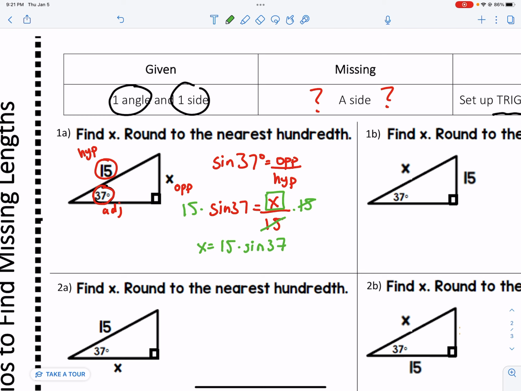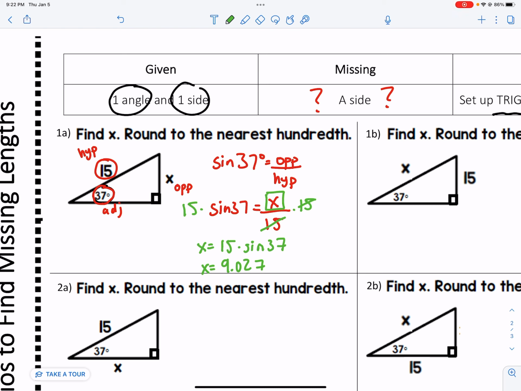And make sure that your calculator is in degrees. There's two modes, radians and degrees. Make sure that yours is in degrees. If you don't know, ask your teacher to check that yours is in degrees. Then I will get x is equal to 9.027. Again, this is by using a calculator. Alright, so go ahead and try 1b if you can.